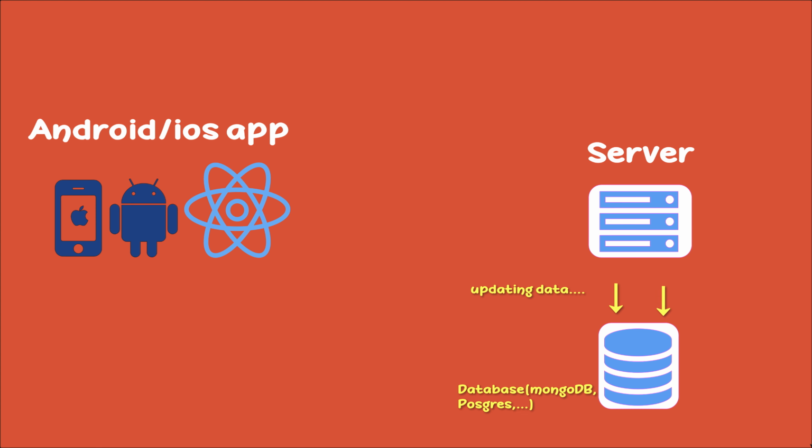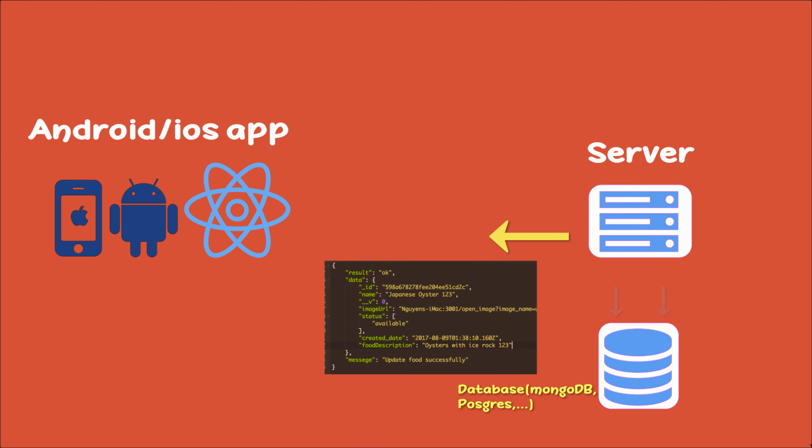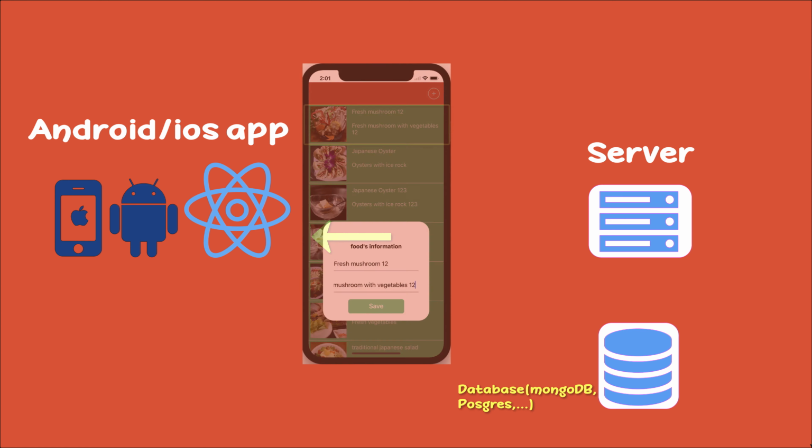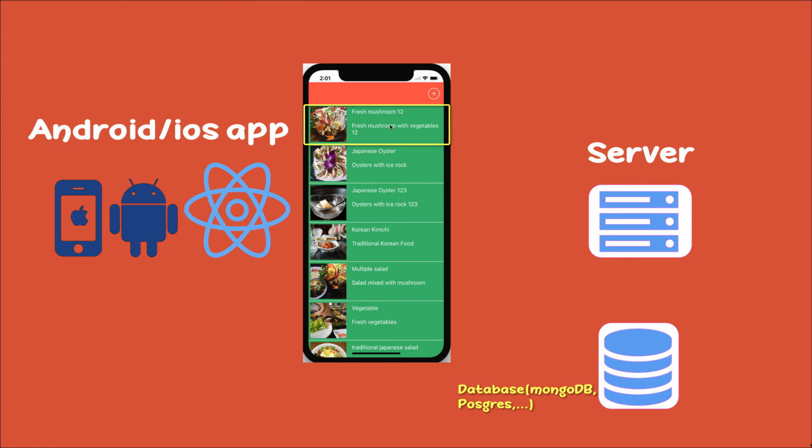After the updating process is finished and the database is updated, the server will respond to the client, the React Native app, as JSON. We have a result, we have data, and we have a message that the food has been updated successfully, and then it will update and refresh the Flatlist item here.